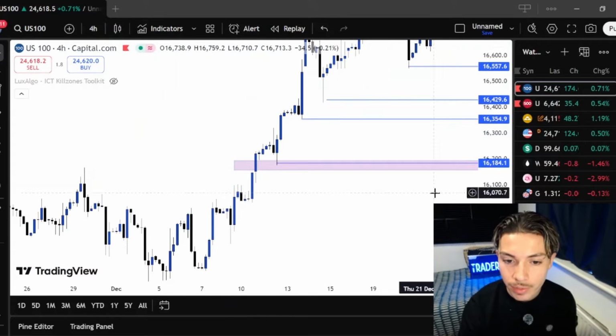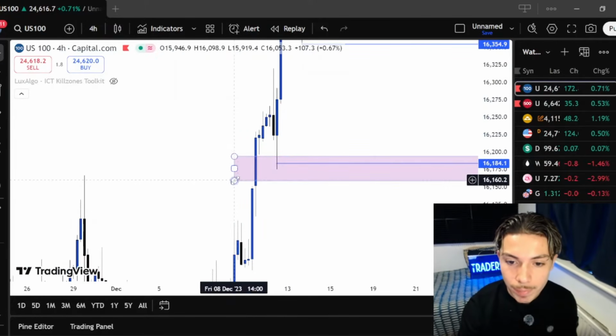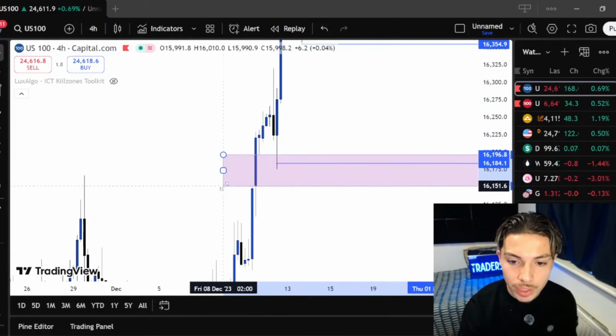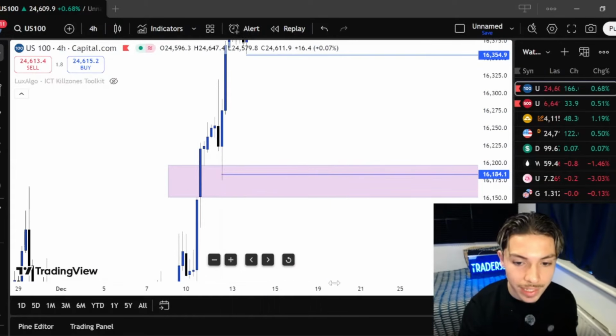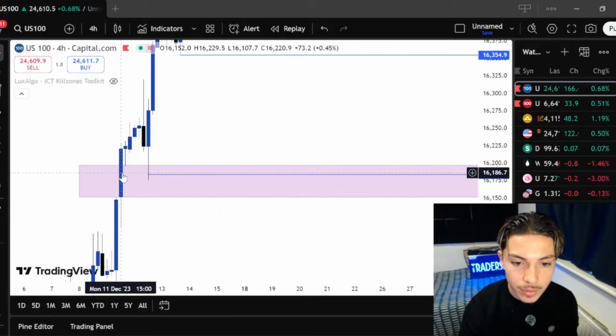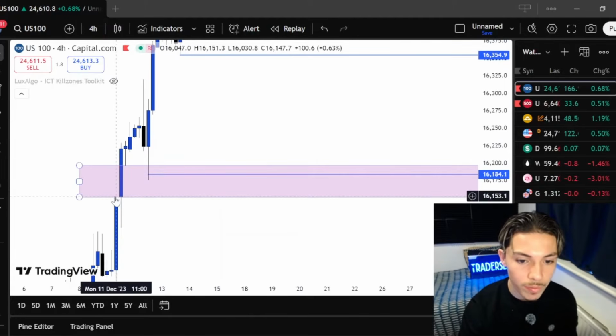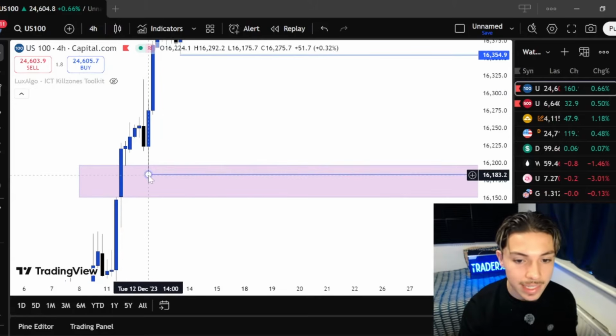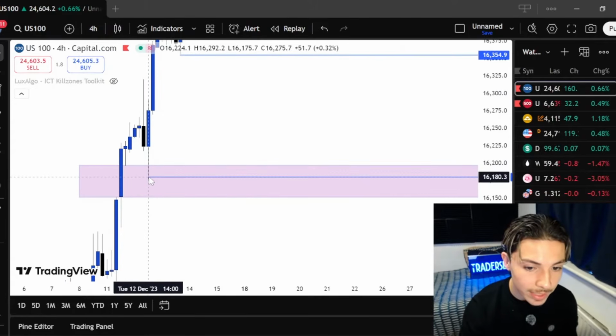If we look at the market right here, we can see that we have a bullish fair value gap. Right? We have a bullish fair value gap. Why? This is a 3 candlestick pattern. Candlestick A, candlestick B, candlestick C. The top of the wick of A, the bottom of the wick of C. This is an imbalance.